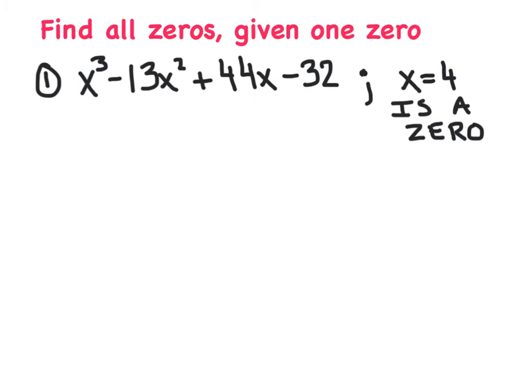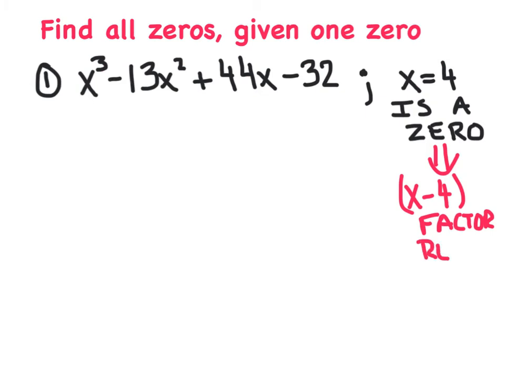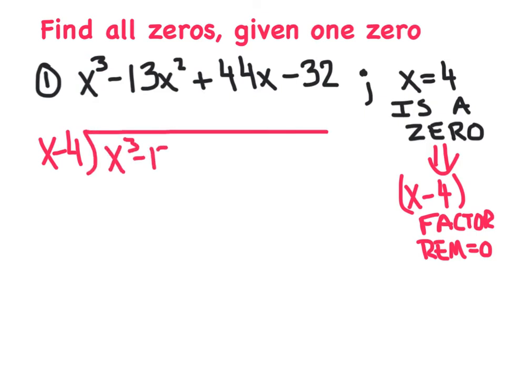As soon as they said that, I said to myself, that means x minus 4 is one of the factors. And remember, because it's a factor, we know that the remainder is guaranteed to be 0. So that's what we're going to do right off the bat. We're going to do our long division, and ask ourselves, what do I get if I divide x cubed minus 13x squared plus 44x minus 32 by a factor of x minus 4? Let's zip through our long division and see what we end up with.